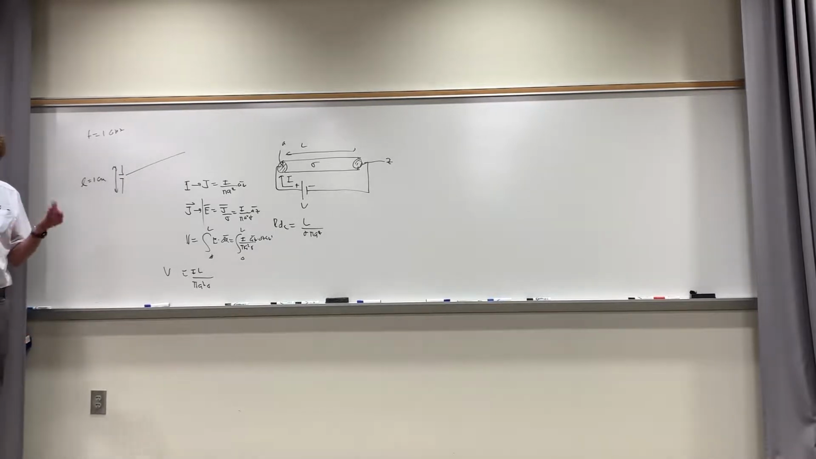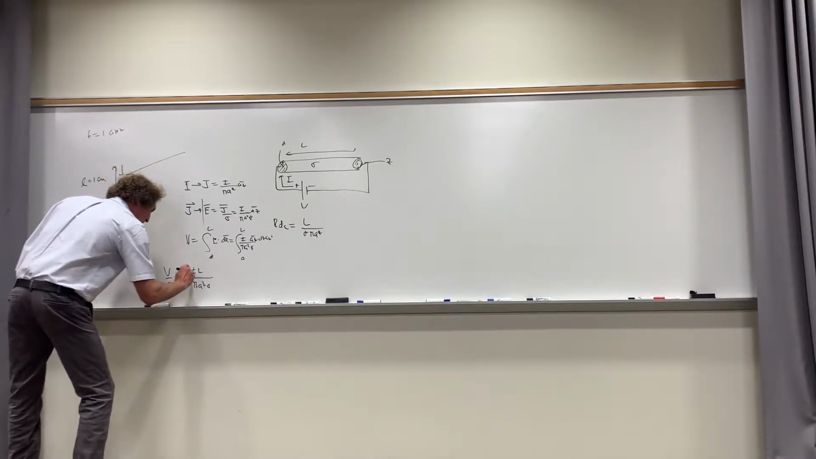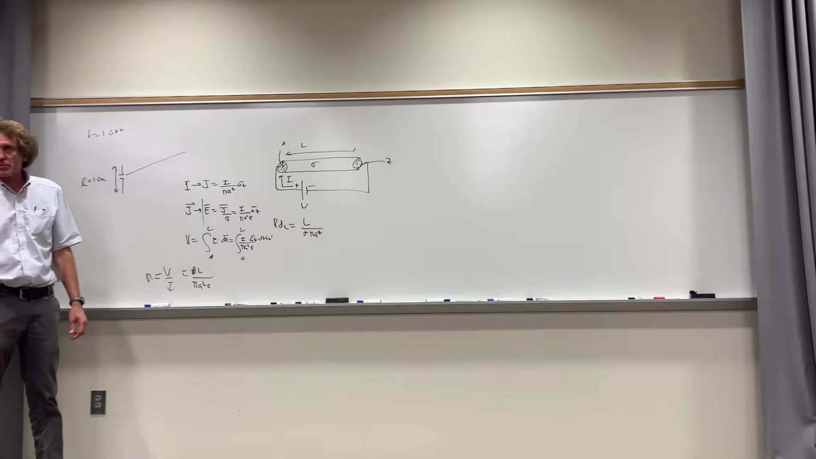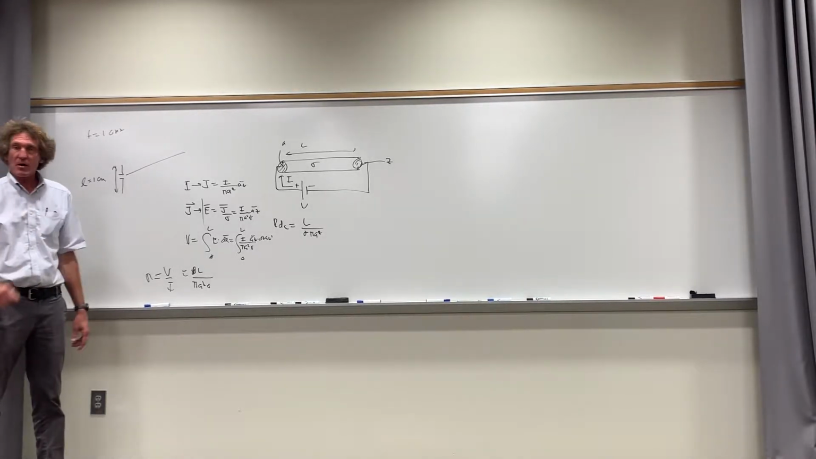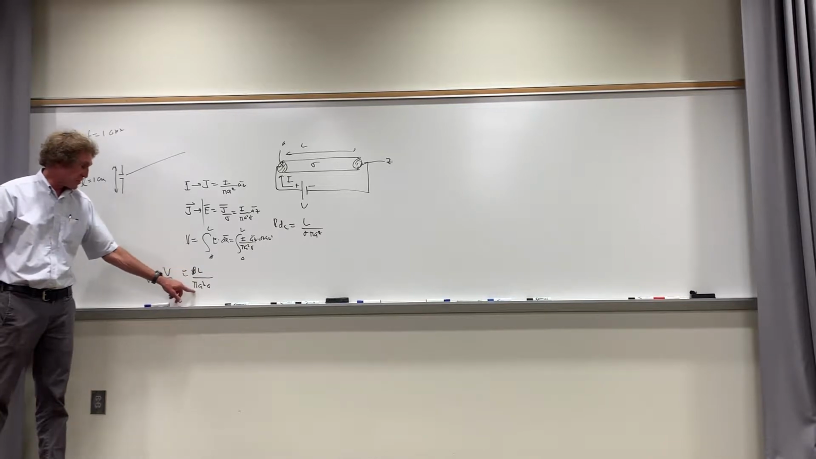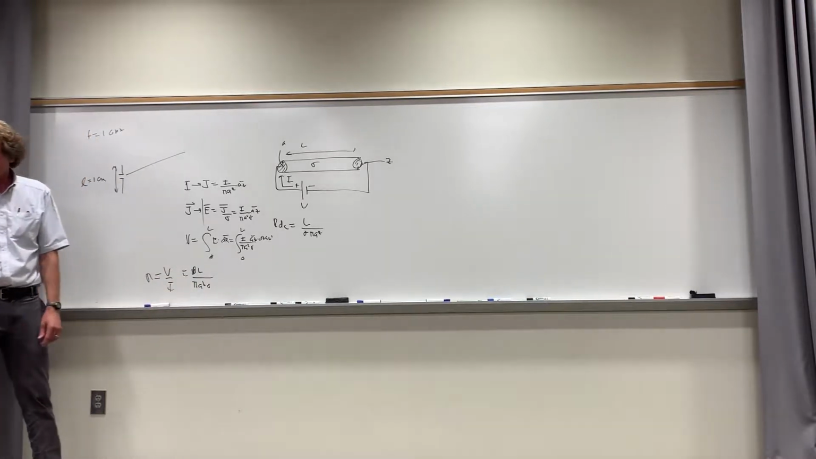My last step is to get the resistance, right? To do that, what do I do? Divide by I, and now I have the resistance. So the moral of the story is when you have something of constant cross-section, the resistance is proportional to the length, inversely proportional to the cross-sectional area the current goes through, and inversely proportional to conductivity.